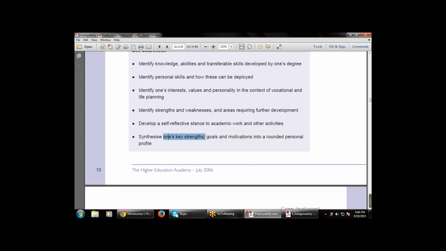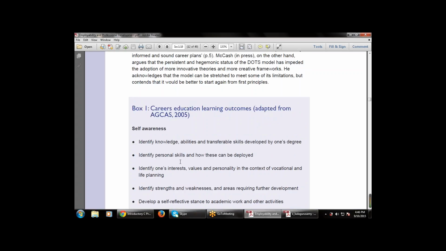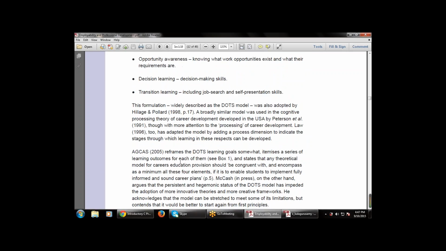Then synthesize one's key strengths, goals, and the attention given to motivation into a rounded personal profile. So these are the career education learning outcomes. After getting the career development skills, these are the various outputs available from them. These are the outcomes from self-awareness, when we get the interests, abilities, values, and much more.